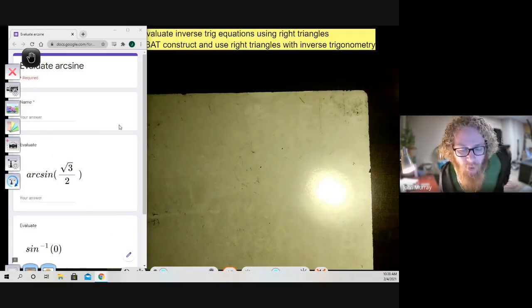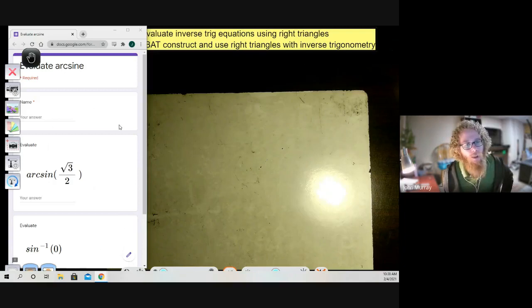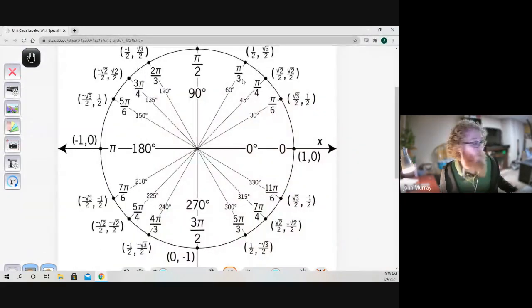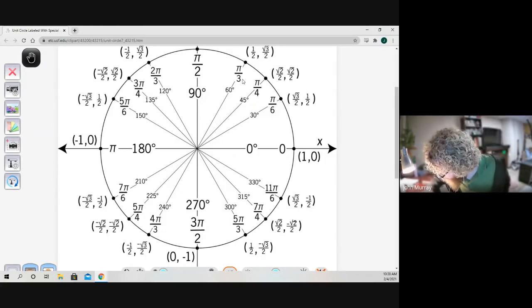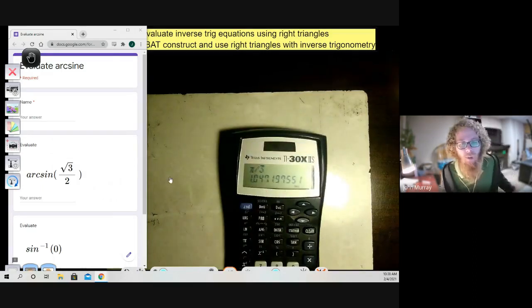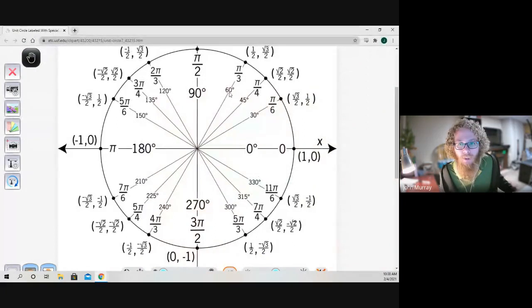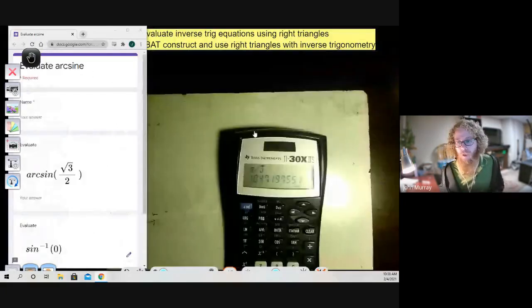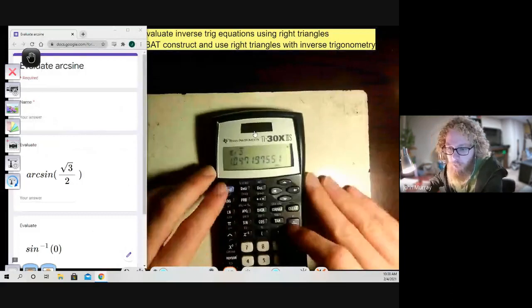I did not specify if I wanted the answer in radians or in degrees. So you could have said π/3, which, if you calculate it, should give you 1.047, or about 1.05. Or you could have said 60 degrees. So let's punch it in the calculator and make sure we get the same thing.